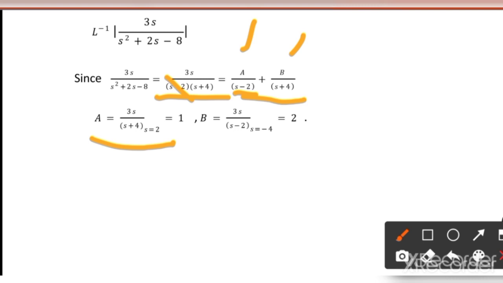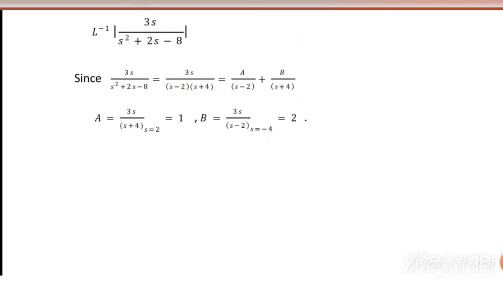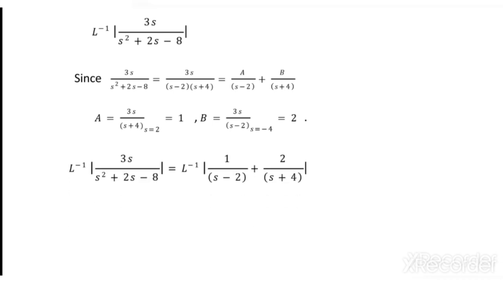Similar work for b. So the left out factor is s minus 2, close s plus 4, take 3s by s minus 2, and this becomes 0 at s equal to minus 4. Substitute, we get b value is 2. So we have two terms separately, L inverse of 1 over s minus 2 and 2 by s plus 4. Each gives an exponential, because we have the result that 1 over s minus a is e power at. That's why L inverse of 1 over s minus 2 is e power 2t. L inverse of 1 over s plus 4, here a is minus 4, and 2 is outside, so 2 times e power minus 4t.